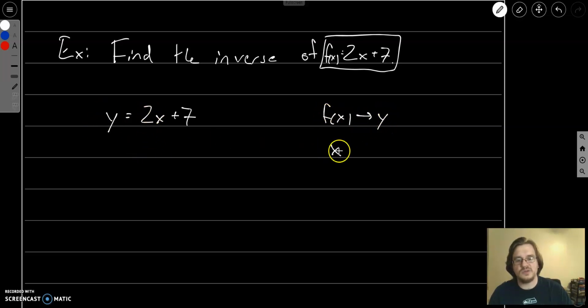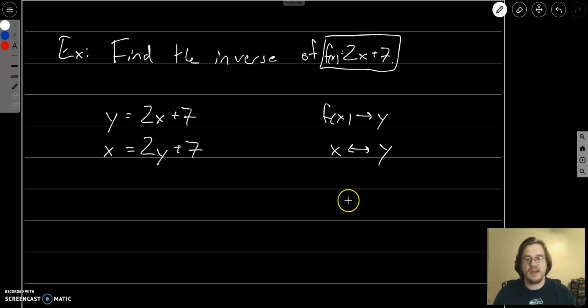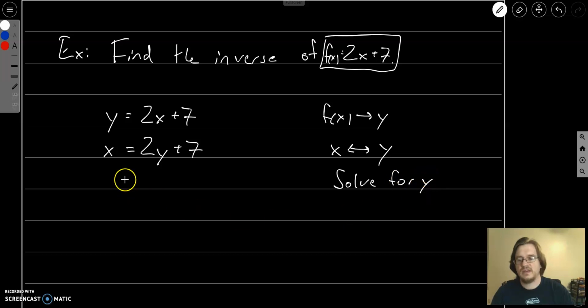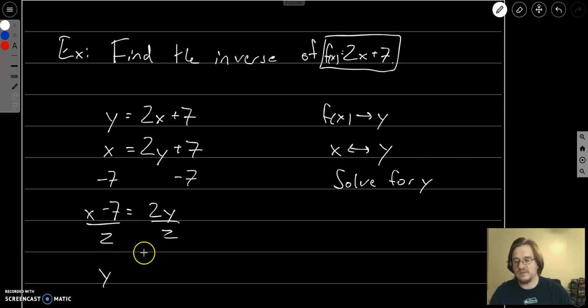Next, I want to switch all x's and y's. So instead of y is equal to 2x plus 7, we're going to have x is equal to 2y plus 7. And now solve for y. So here, if I want to solve for y, I might subtract 7 from both sides to get x minus 7 is equal to 2y. And I can divide both sides by 2, and then I'll move this to the other side, y is equal to x minus 7 divided by 2.